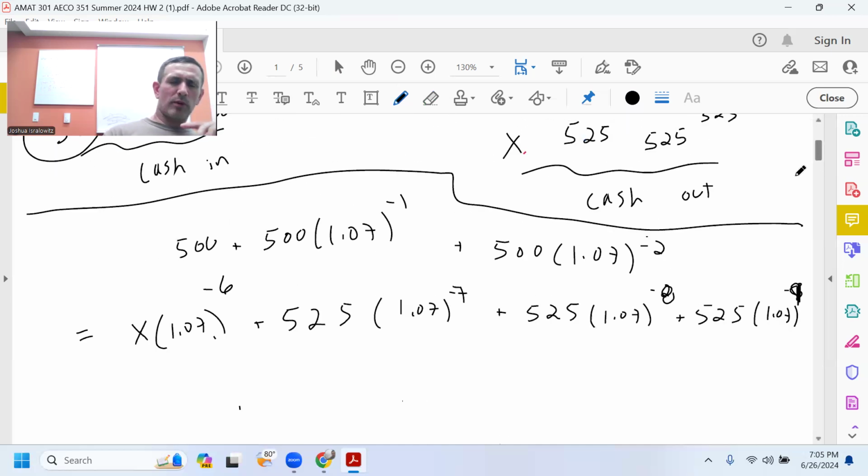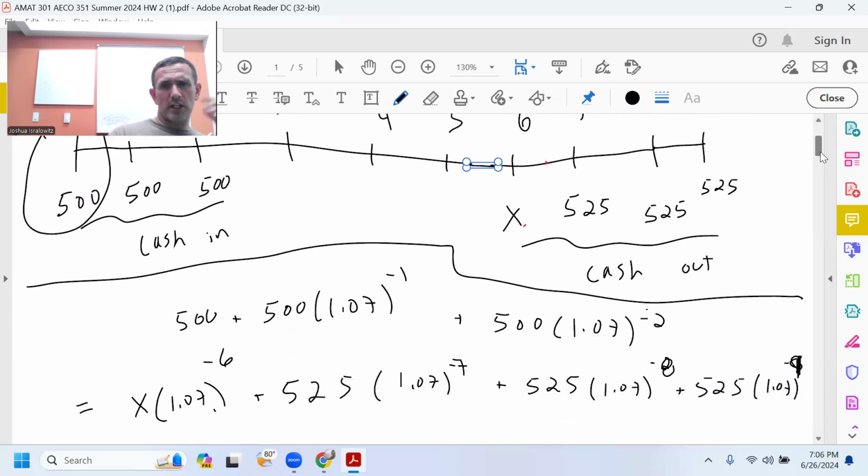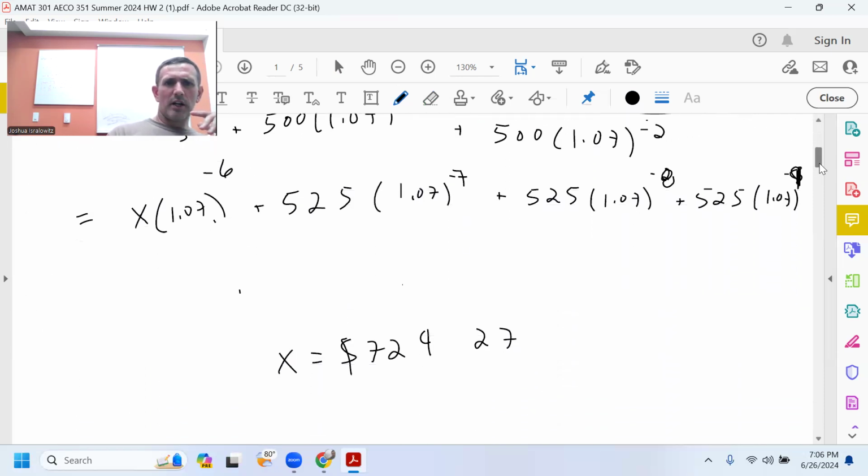So it's the same thing as what I had before. You're just essentially mathematically multiplying everything by 1.07 to the -6th. You're multiplying both sides by 1.07 to the -6th. Either way, you still get 729.27.